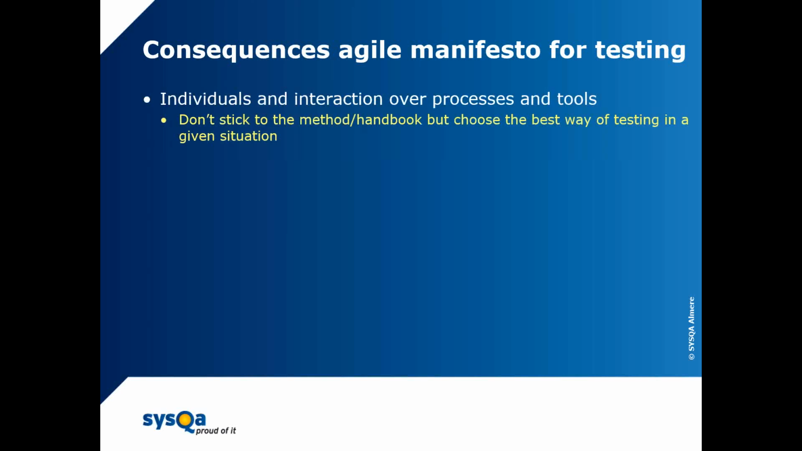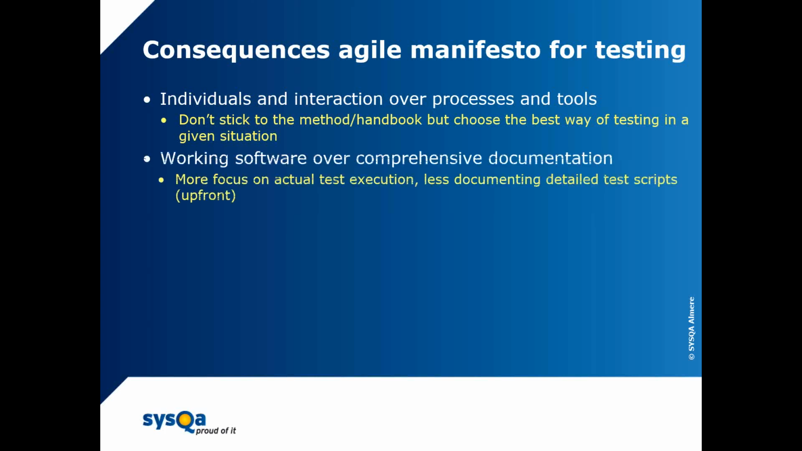The first statement in the Agile Manifesto is that individuals and interaction go over processes and tools. So that means for a tester that he should not stick to one method or stick to the handbook which is in use by the organization. And I still see a lot of people who say, when I test, I use method X, or when I test, I use this way of working. I think the way of testing should be in line with the organization, with the system, with the situation at hand. So you have to choose the best way of testing in a given situation.